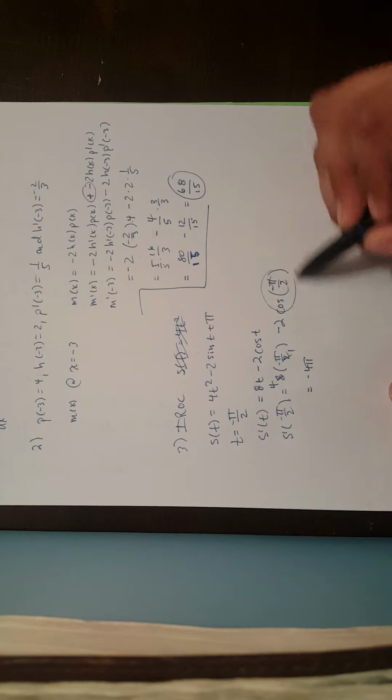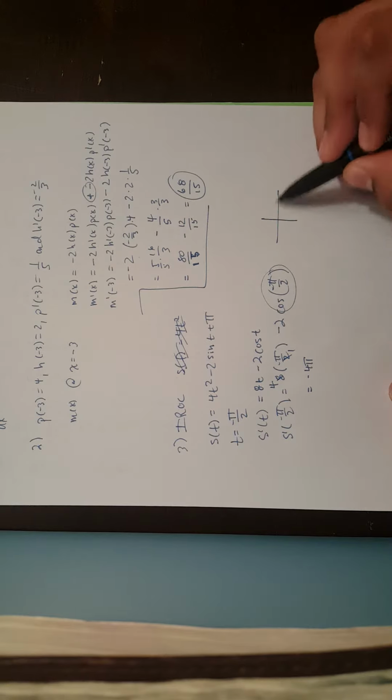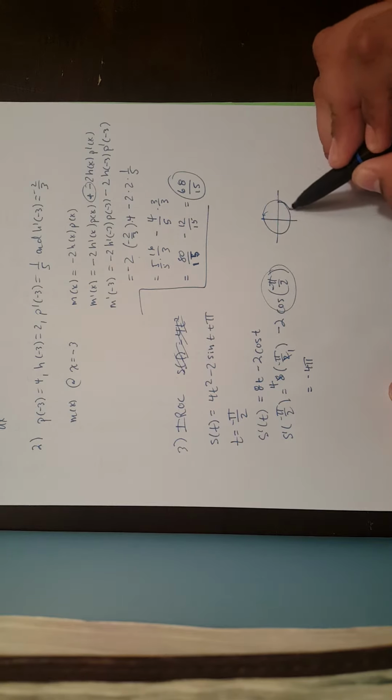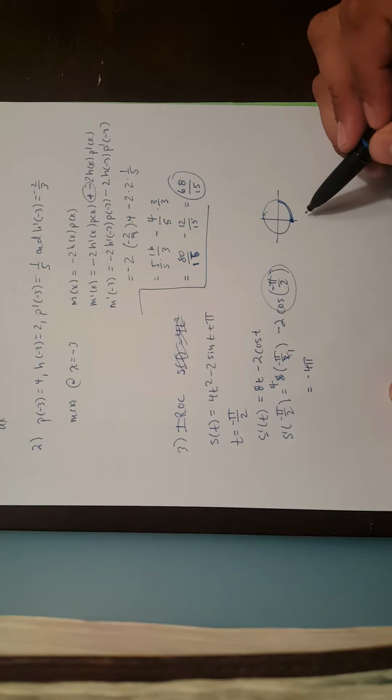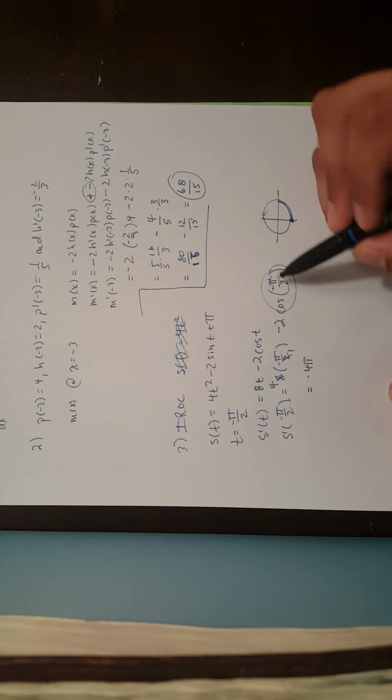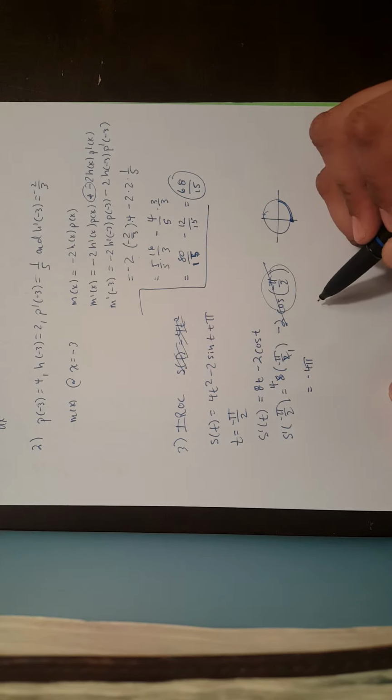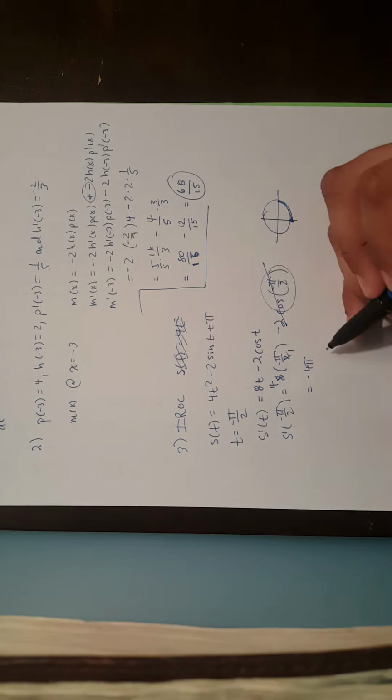And here, cosine of negative pi over 2, just remember on the unit circle, negative means we're going clockwise. So here we want to know the x coordinate, the x value there, which is 0. So all this becomes 0, so our answer is just negative 4 pi.